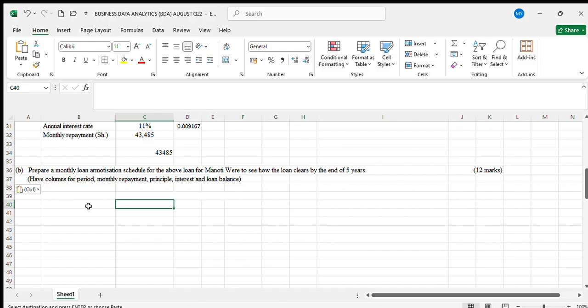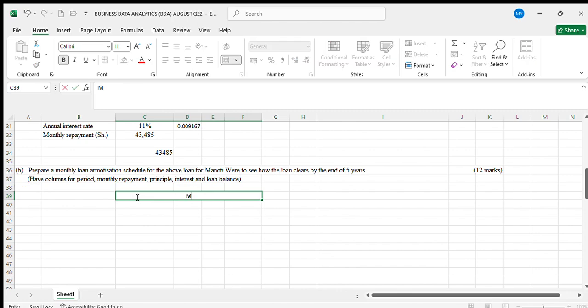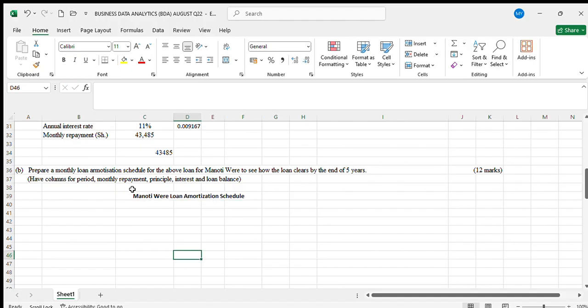Then we can now start with the heading. We can say Manuti Were loan amortization schedule. Then we can maybe do this, then we merge and center.